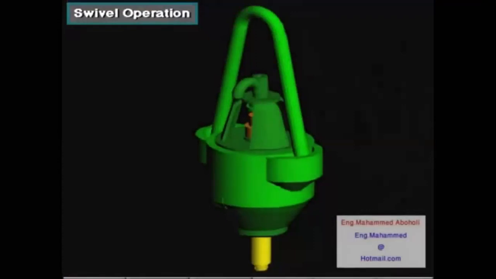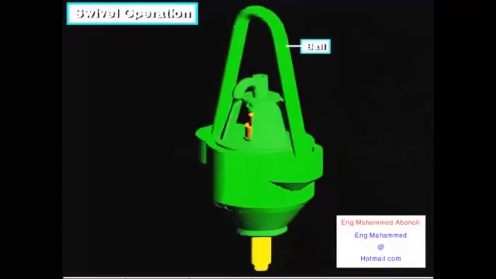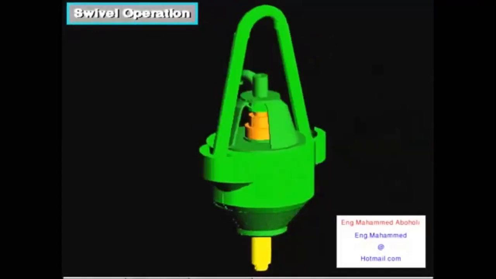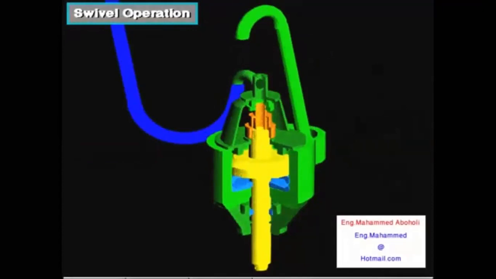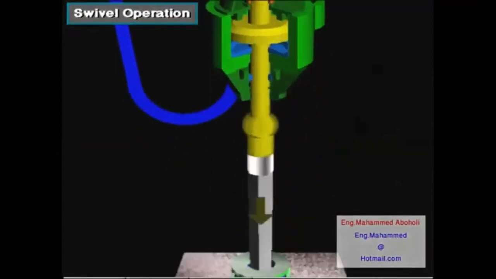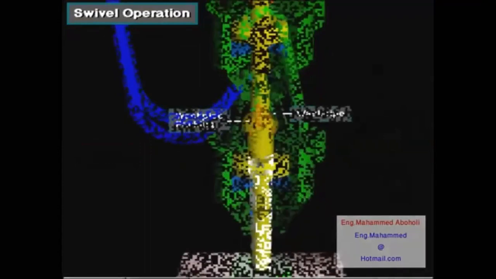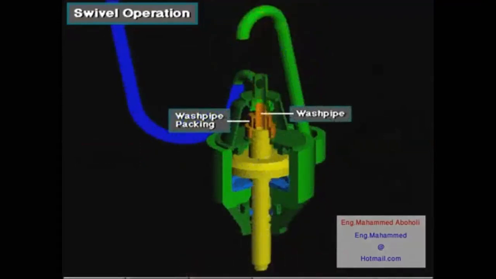Here is an isolated view of the swivel. The bail hangs the swivel from the hook, which is not shown. The rotary hose conducts drilling mud to the gooseneck. Mud flows through the gooseneck, down the wash pipe, and into the stem and drill string below. Wash pipe packing seals the high-pressure mud in the wash pipe as the stem rotates.